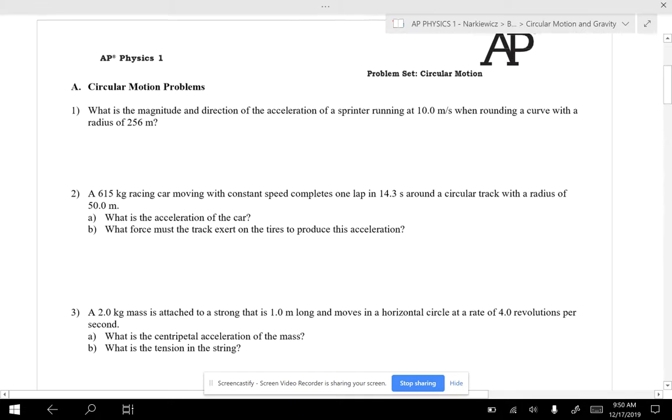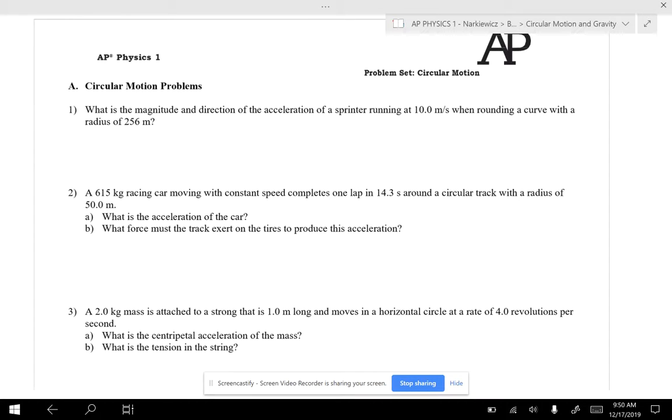So this is just a quick walkthrough of a circular motion practice problem. This is from the problem set packet that you guys got, and I'm going to go over how to do question number 2.